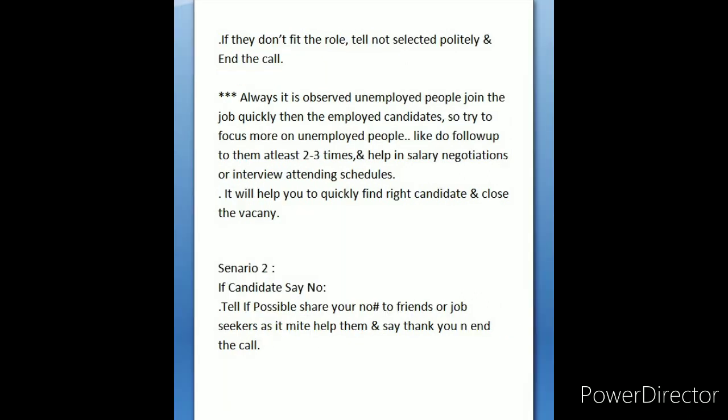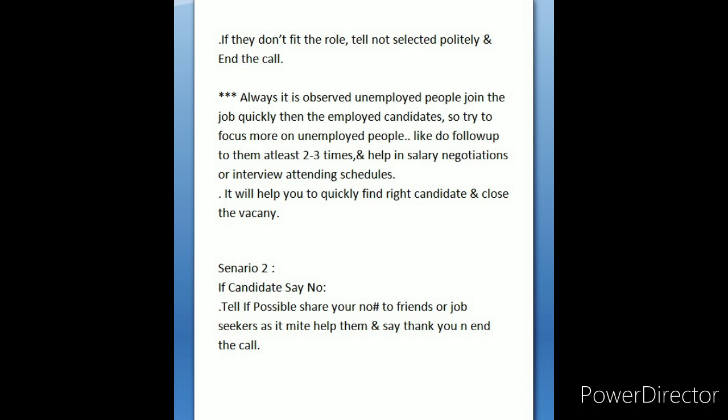So most of the time, what we have observed and experienced is that candidates who are unemployed, whether a fresher or an experienced person, join the job much more quickly than employed candidates. So try to focus more on unemployed people. Suppose you find somebody is unemployed, then you can follow up with him once or twice, to schedule the interview or to negotiate the salary, or if anything else can be done from your side to hire him, to send him for the interview, or to ensure that he attends the second round of interview. Okay, so try one or two attempts.